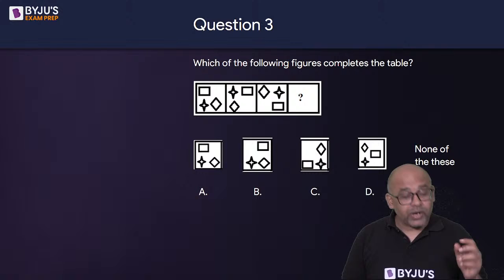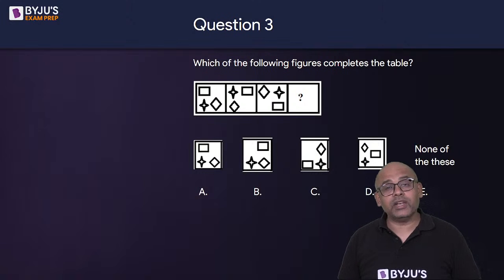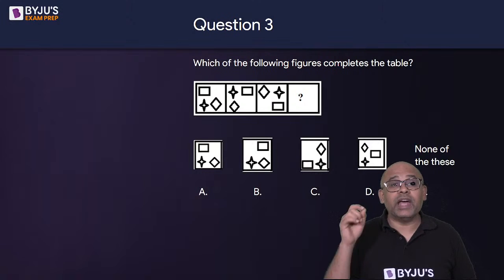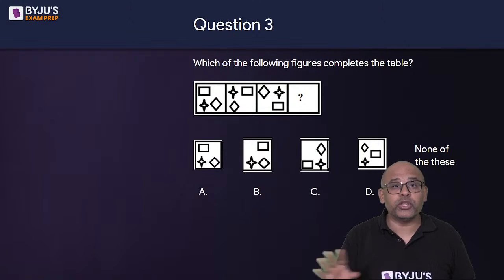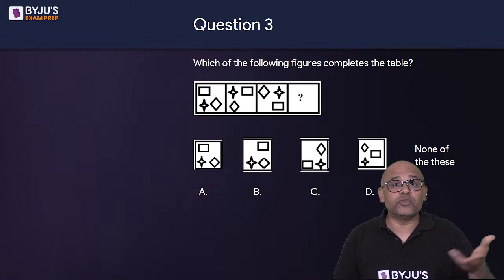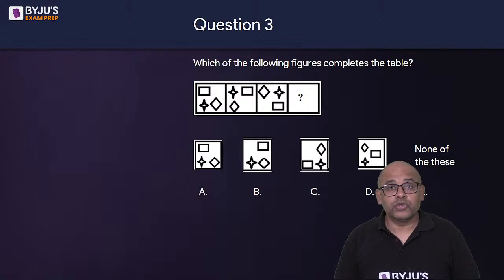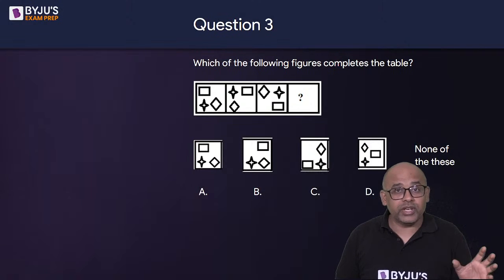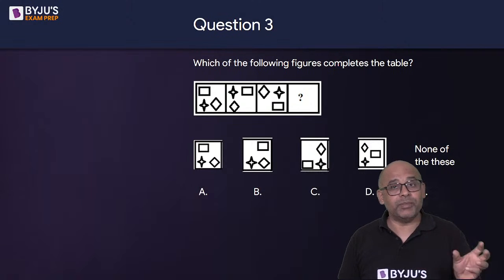And friends, one request: all of you are typing in the chat, please put the question number and the answer option. Please don't put only the answer option, because I don't know which question you are referring to. So please put the question number and then the answer option.